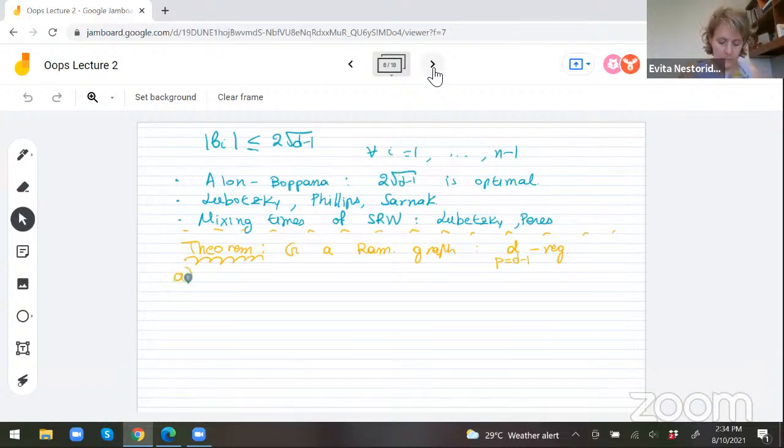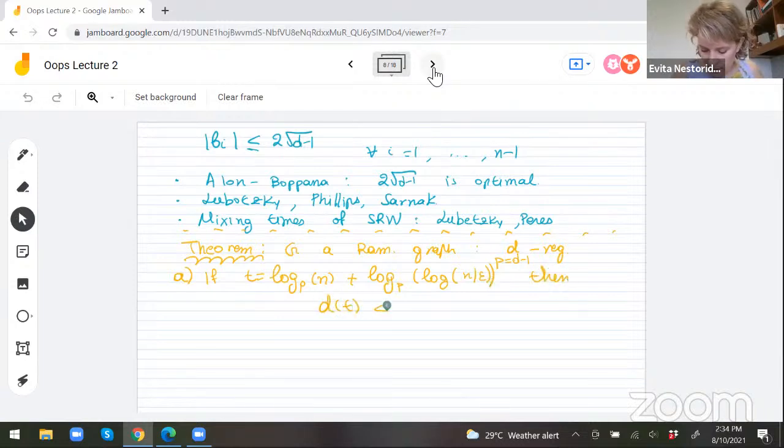The first thing that we proved says that if one takes this many steps, and maybe I'm slightly cheating because maybe there is another constant on the window, but I don't want to make it too intimidating, then the total variation distance is less than epsilon. So this is how many steps we need to take, log_P n, and then we have a smaller order term, which is log n. Then the total variation distance is less than epsilon.